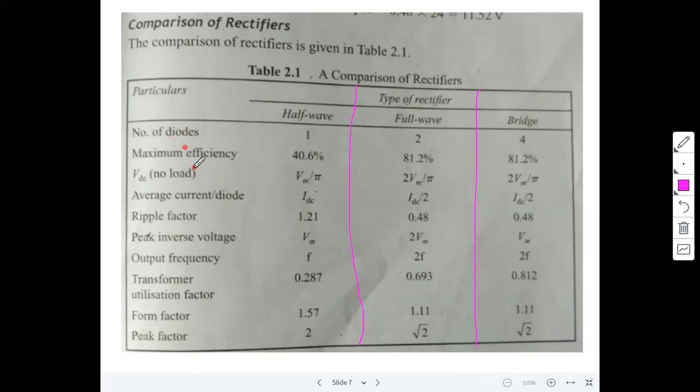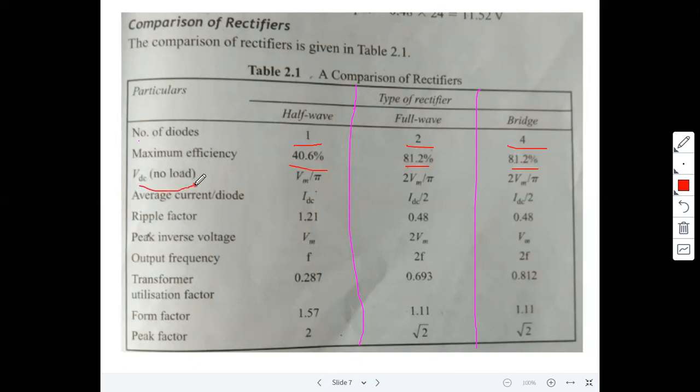Now observe the various parameters. The number of diodes used in the rectifier circuits: for half wave rectifier, one diode; full wave rectifier with center tap, two diodes; whereas bridge rectifier, four diodes. Coming to the efficiency, in half wave rectifier it is low, only 40.6%, and the efficiency for the remaining two circuits, bridge and center tap transformer, is the same, 81.2%.